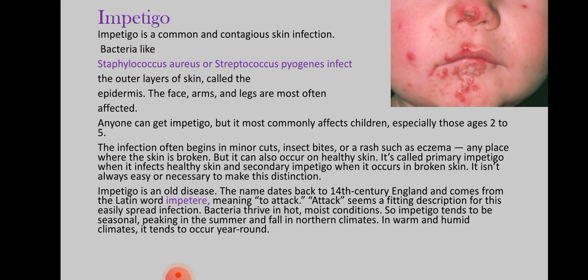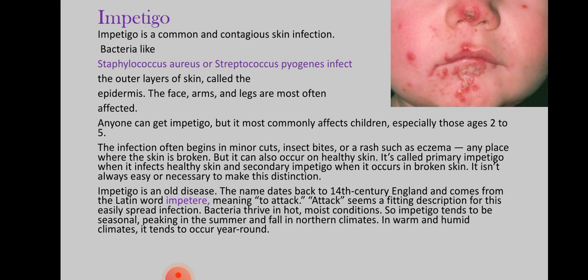The infection often begins in minor cuts, insect bites, or rashes such as eczema, any place where the skin is broken. But it can also occur on healthy skin. It's called primary impetigo when it infects healthy skin, and secondary impetigo when it occurs in broken skin. It isn't always easy or necessary to make this distinction.